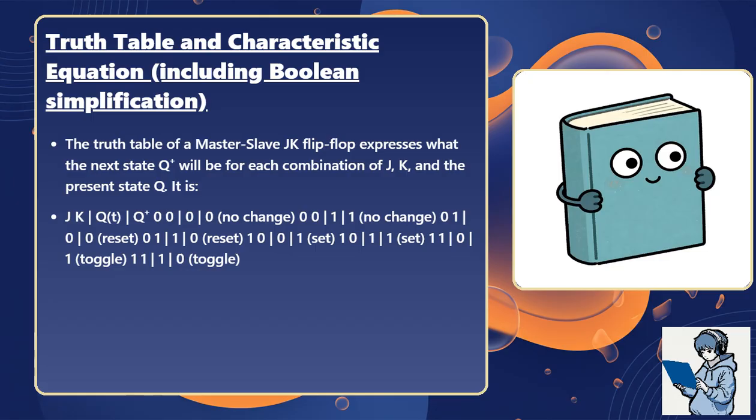1 0 | 0 | 1, set. 1 0 | 1 | 1, set. 1 1 | 0 | 1, toggle. 1 1 | 1 | 0, toggle.